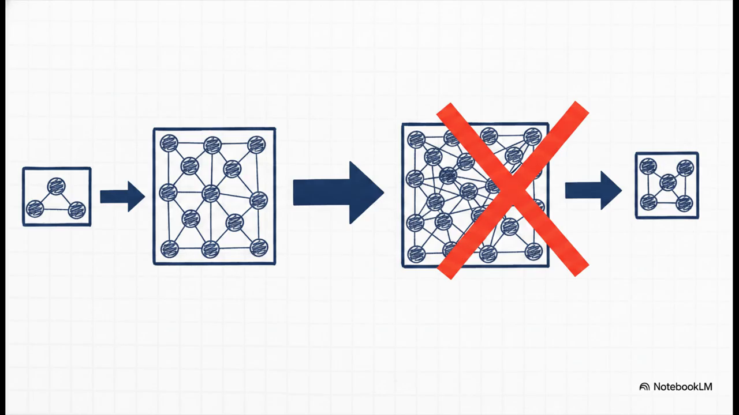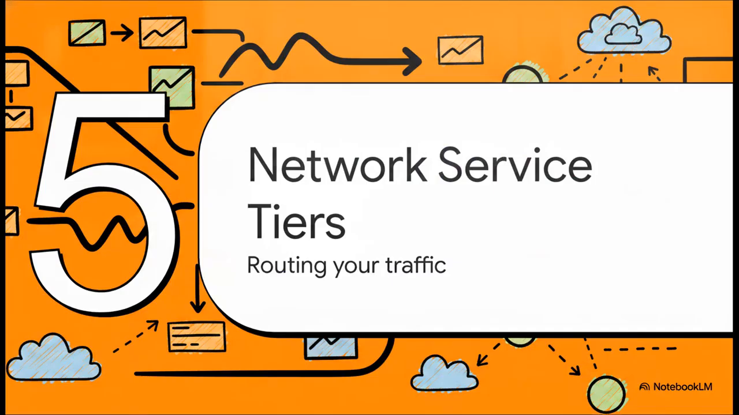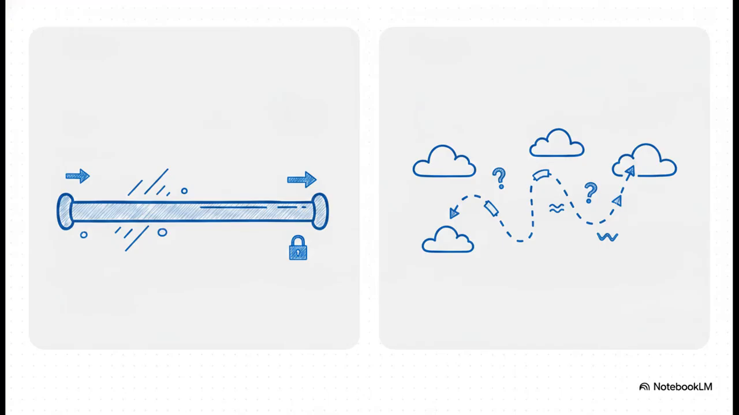Finally, we've arrived at part 5, network service tiers. This is all about choosing how your traffic physically travels. We've reached our last big architectural decision, determining the physical path our network traffic will take. Google Cloud essentially lets you choose between 2 tiers, Premium and Standard.